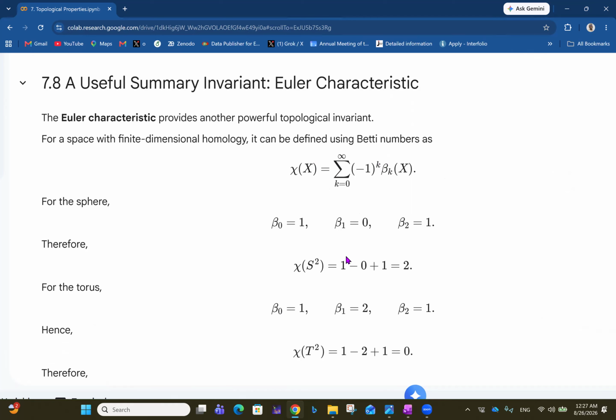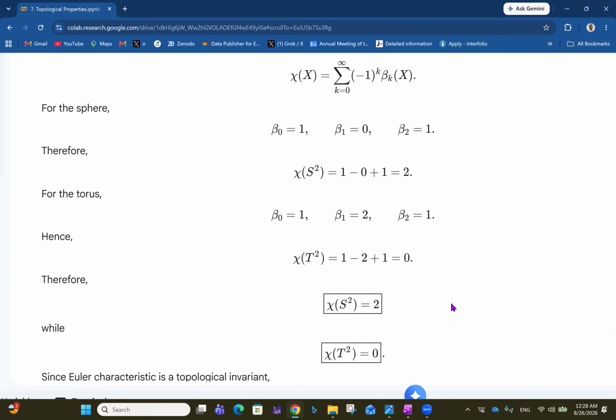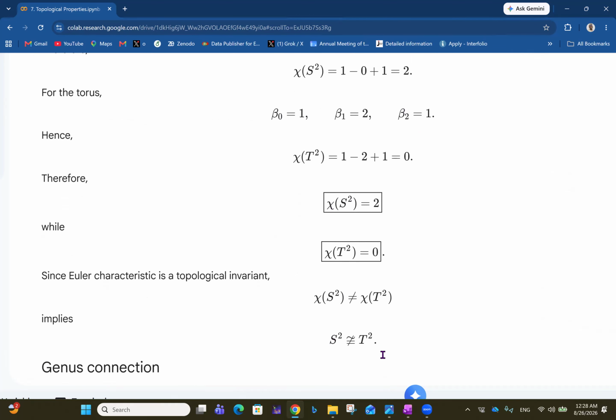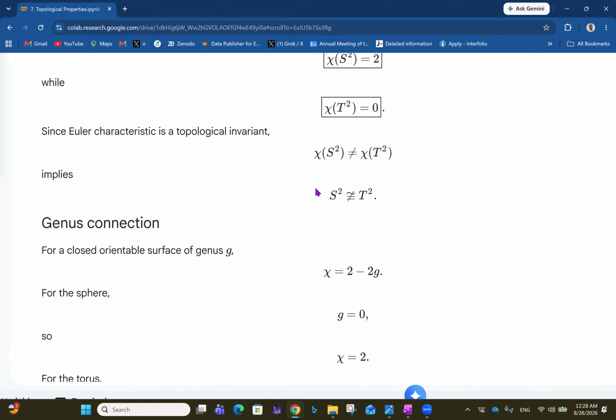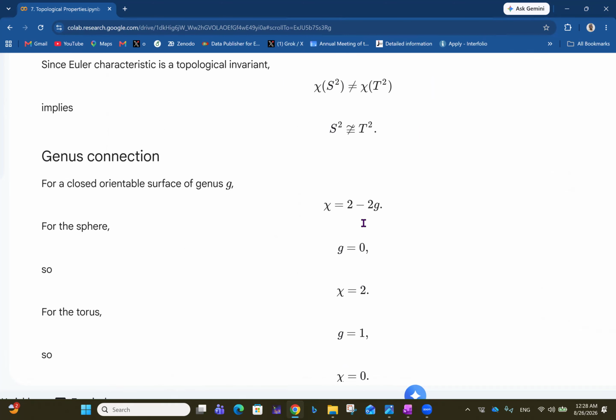So (-1)^k: here you have 1 minus 0 plus 1, and that gives 2. For the torus, you have 1, 2, 1, so 1 minus 2 plus 1, which gives 0. Therefore, the Euler characteristic chi of S2, a sphere, is 2, and chi of T2, a torus, is 0. Since Euler characteristic is a topological invariant, chi of S2 not being equal to chi of T2 implies that the sphere and the torus are not homeomorphic. They are not topologically equivalent.